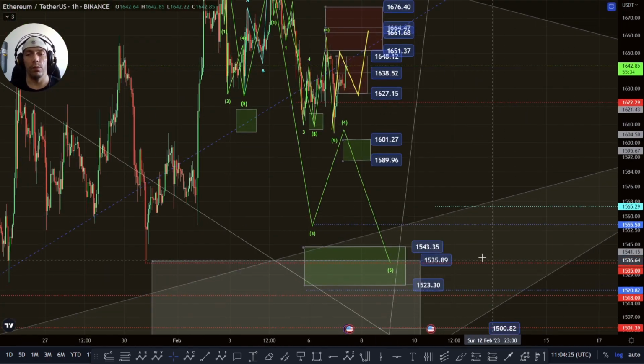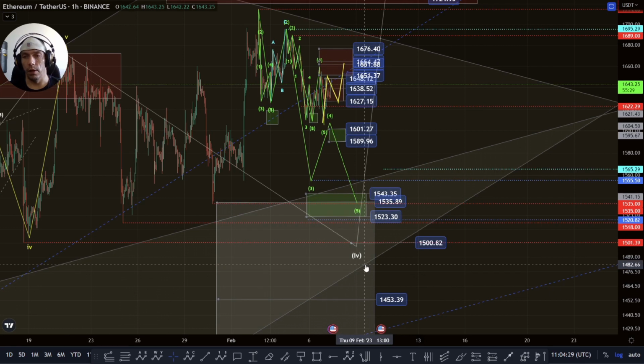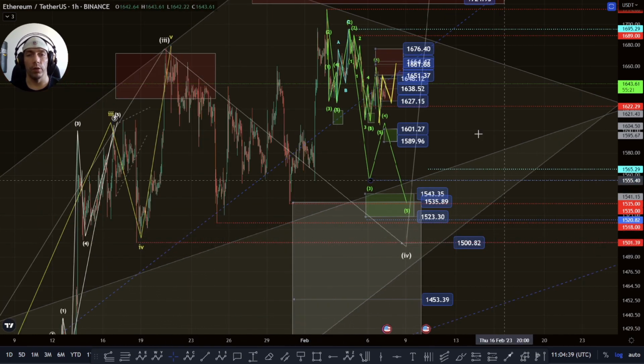If we do get a deeper move here, once again, I would be looking potentially to come back down here and challenge this channel line, which is currently sitting at about, it depends how long this takes, the 1500 area. So that would be quite an interesting area to come back and retest. Obviously, a psychological support as well.